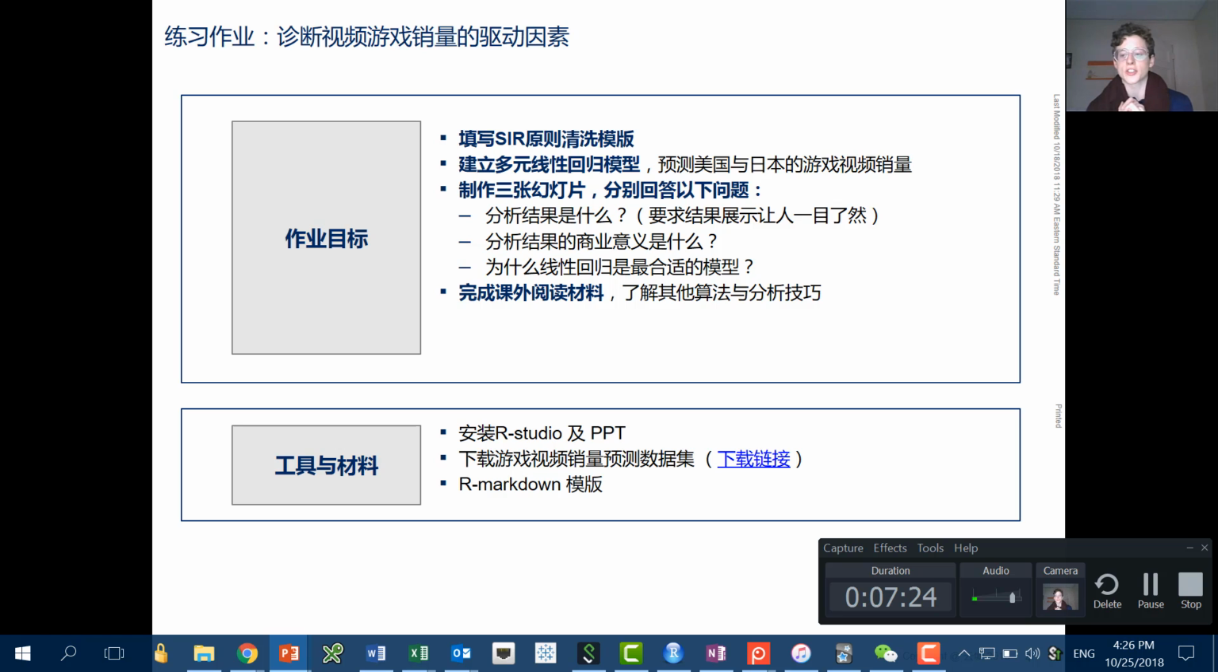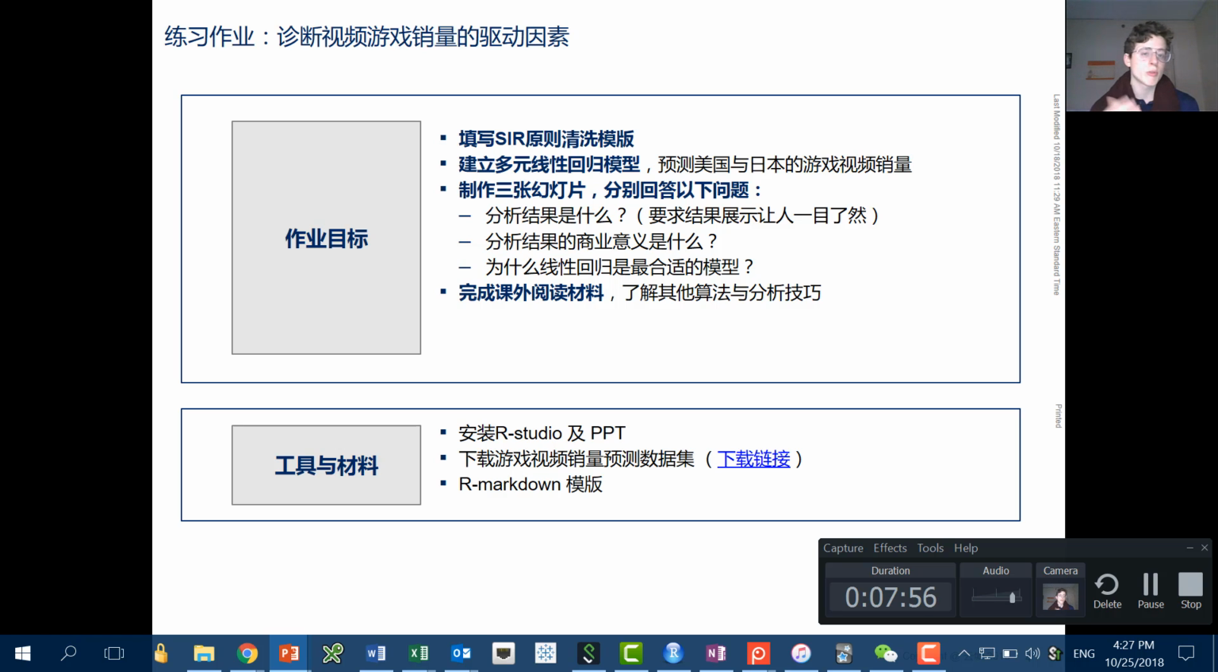The first thing you're going to do is work on a data cleaning worksheet, and this is to practice the skill of prioritization. You're going to learn a framework called SIR, which helps you understand which data matters and which data doesn't. So that's going to be your first step. The next is you're going to implement a multiple linear regression, which you will likely do in R, though you can use another language if you prefer. And you're going to do that both for the Japanese and US data set. This is all the same video game data set as before.